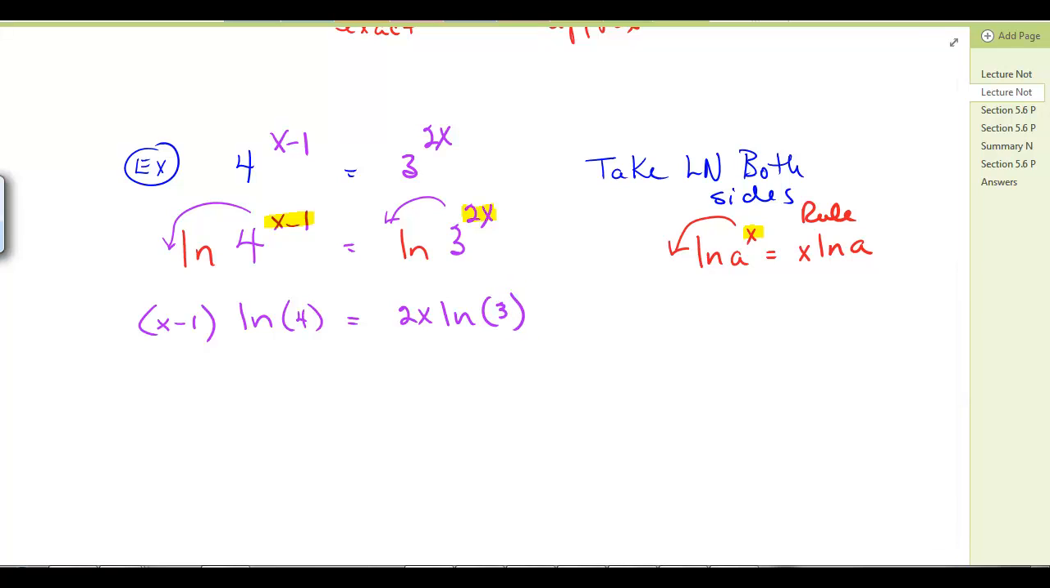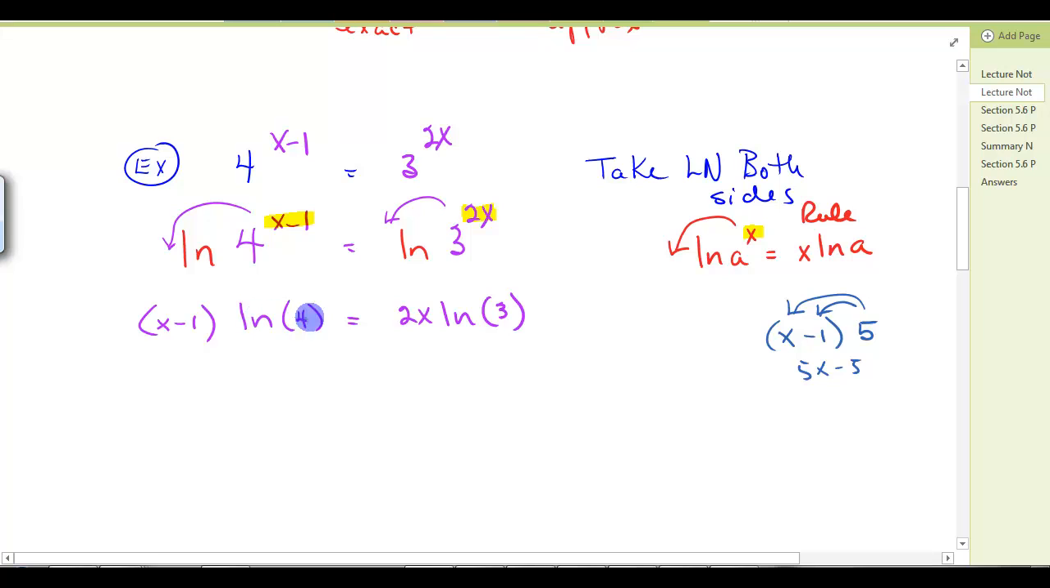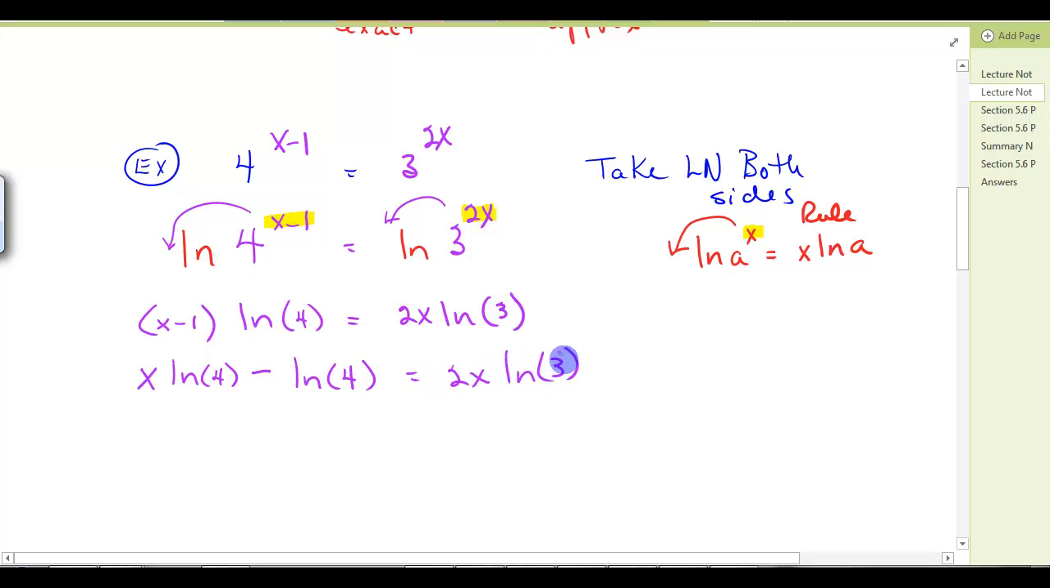All right, now we're going to distribute. Since that's just a number, think about this. If I had x minus 1 times 5, and I asked you what to do to continue, you would say, oh, you're going to distribute, and you'd get 5x minus 5. That's exactly what we're going to do because this is just a number. So let's do that distributing, and we get x ln 4, minus 1 ln 4 equals 2x ln 3.